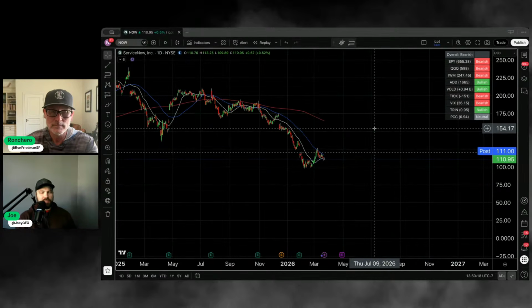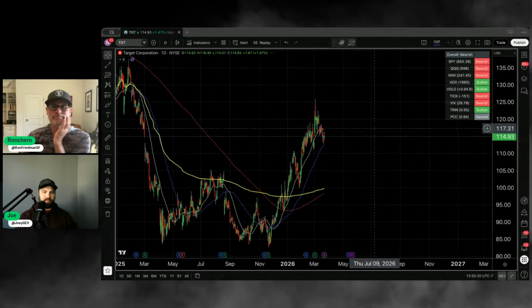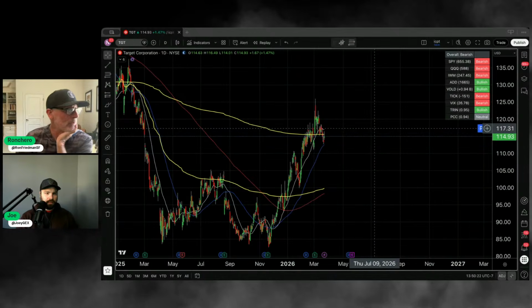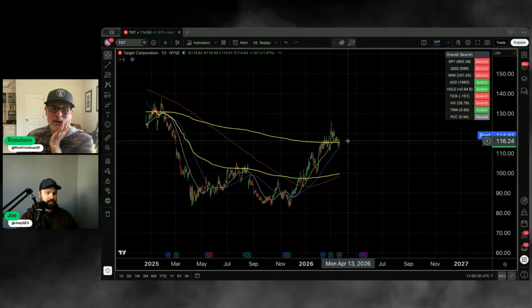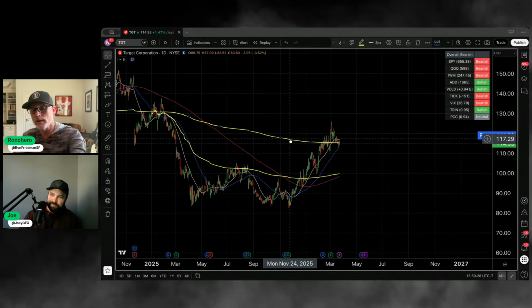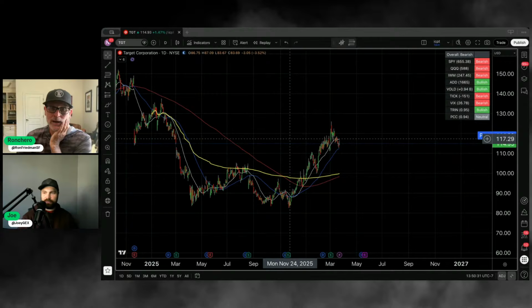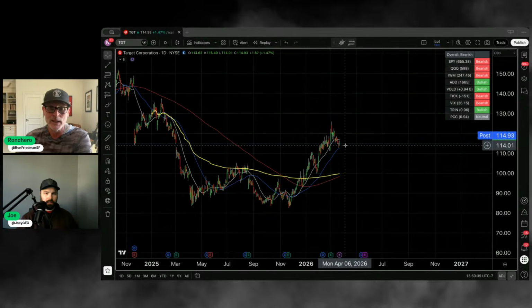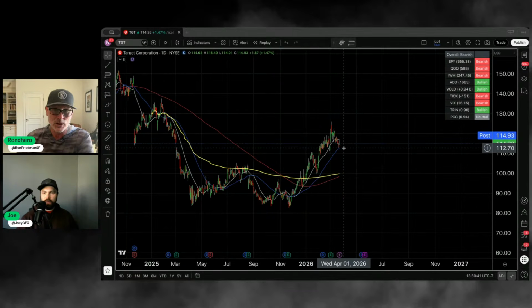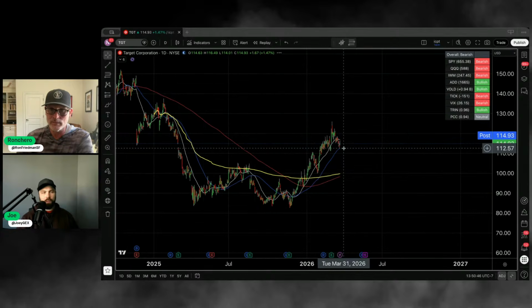Next is Target, TGT. Okay, another one that you guys have found that is in quote unquote an uptrend. Not broken. You've got a rising 200-day moving average, a rising 50-day moving average, and from a shorter term perspective, the 20-day moving average is flattening out a little bit. So if you like this longer term, I say, okay, you buy it. And then this is your cutoff point right here at this 112.5 area.